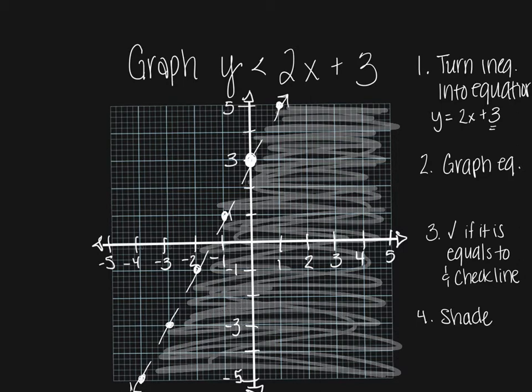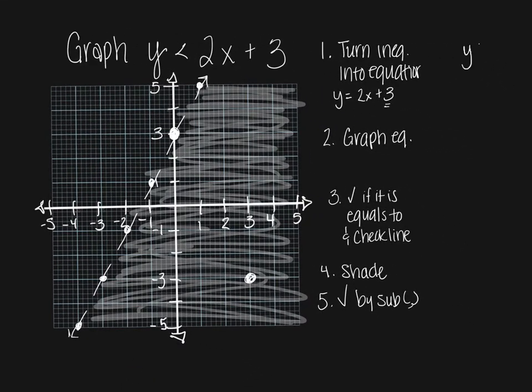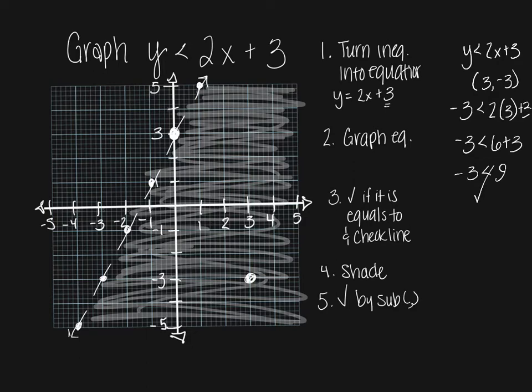And then the next thing that I want to do is check my equation. Check by substituting a coordinate. So let's pick one that's squarely in here. Let's do 3 and -3. That's in the shaded area. And I'm going to go back to my inequality. I'm going to say if y is less than 2x plus 3, and I'm looking at the coordinate 3, -3. Is -3 less than 2 times 3 plus 3? Well, -3 is less than 6 plus 3. -3 is definitely less than 9. Yes, the direction of my shading is correct.